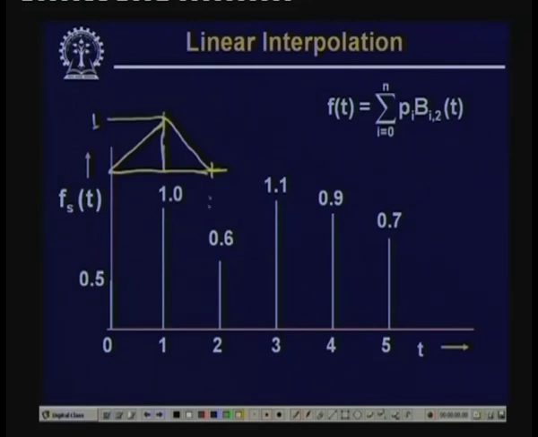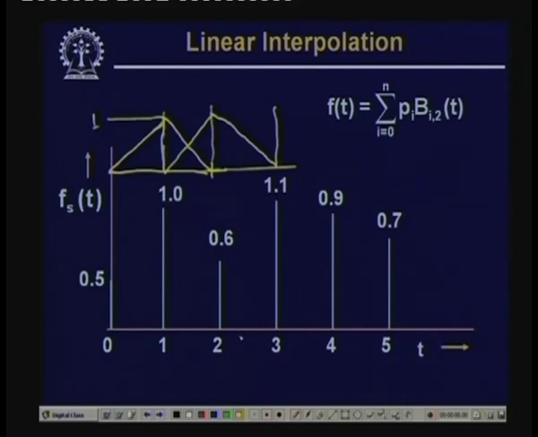Similarly, b 1 2 t will have a function value something like this. It will increase linearly from 1 to 2, it will reach a value of 1 at t equal to 2, and again from t equal to 2 to t equal to 3, it decreases linearly. Then at t equal to 3, the value of b 1 2 t becomes equal to 0.